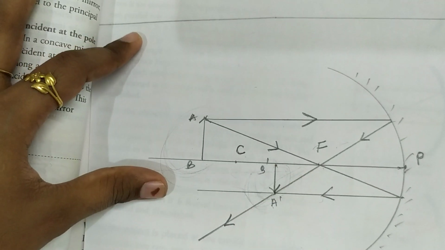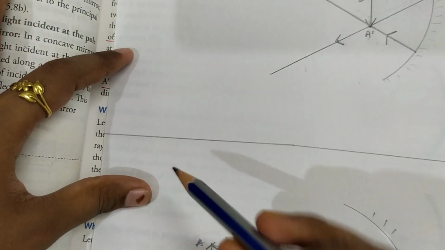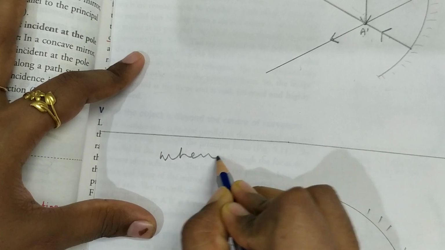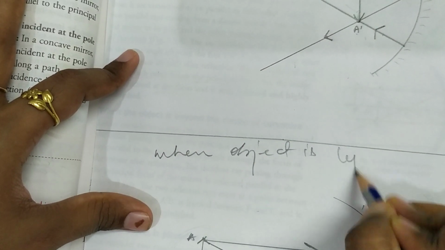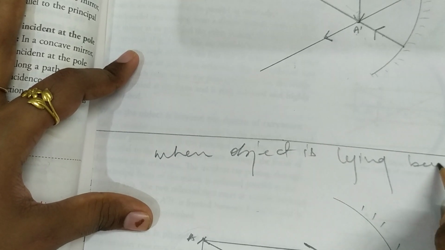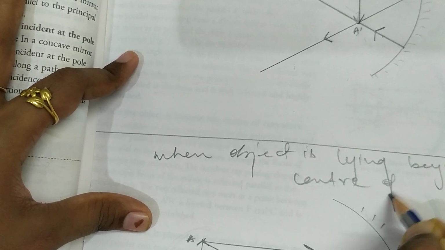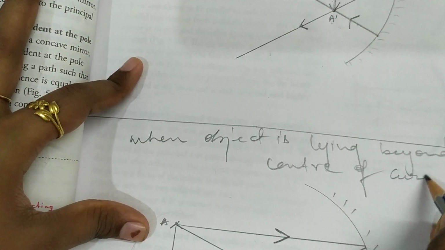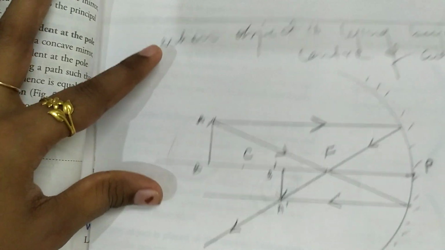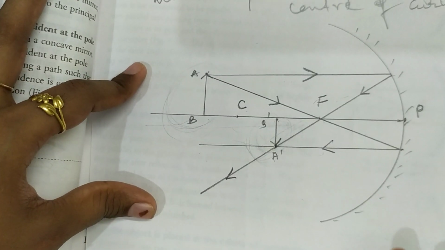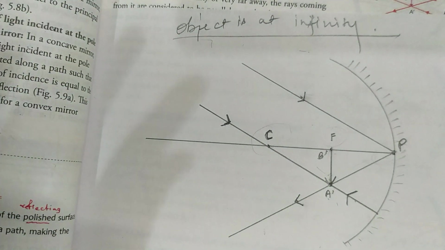So I hope children this thing is clear to you. This is your second case, when the object is lying beyond the center of curvature. Okay, whenever the object is lying beyond the center of curvature. So I hope children these two diagrams are clear to you. Right now you have to also draw this diagram as well as the first diagram. Fine. If any doubt, do comment me.